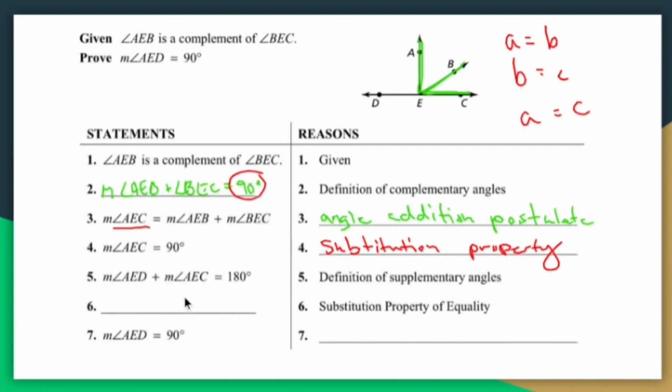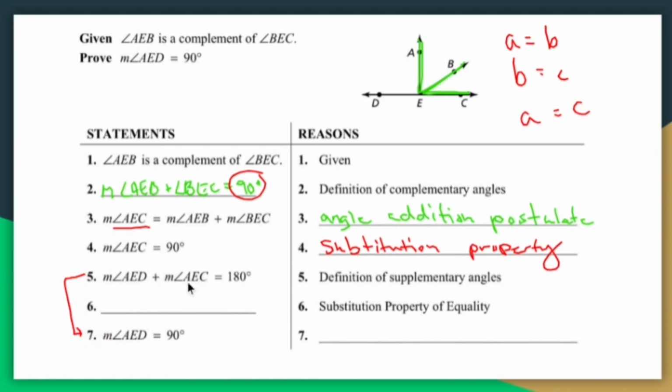Okay, substitution property. Now we're down to the measure of angle AED plus the measure of angle AEC equals 180 degrees by the definition of supplementary angles. So even though I don't say supplementary up here, I see that all of this gives me a perfectly straight line. So they're saying, well, let's just add AED and AEC and make it 180. My next step is the substitution property of equality. So what they want me to do is replace something up here so that I can go from 5 to 7.